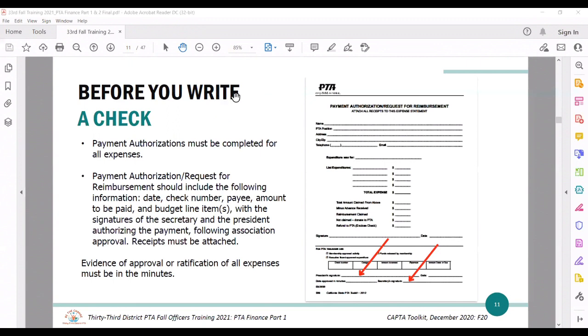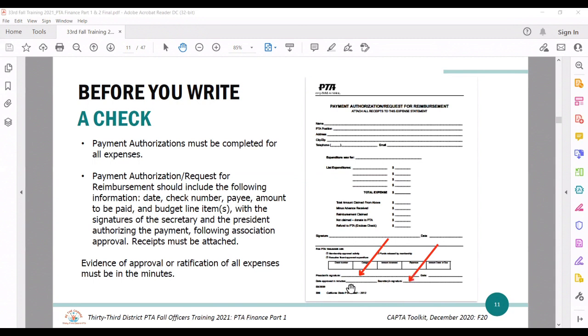So let's go back to writing the check. Payment authorizations must be completed for all expenses. The payment authorization should include the date, the check number, the payee, the amount to be paid, the budget line, with the signatures of the president and the secretary. And the receipts must be attached. So all these things must be filled out completely, must add up completely. All the receipts must be there. And it's very important that the president and the secretary both sign.